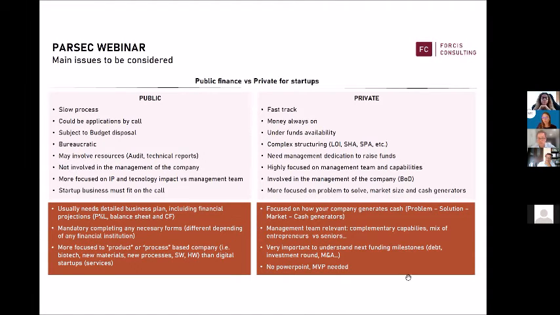And now it's very difficult to raise money through just a PowerPoint. Normally they need a minimum viable product, something that they can see, that shows your technology and your business model are in the market and moving forward.